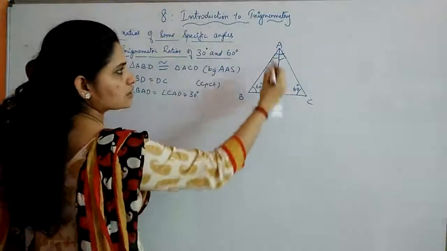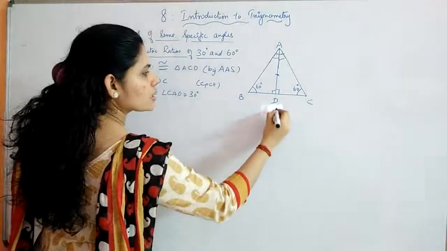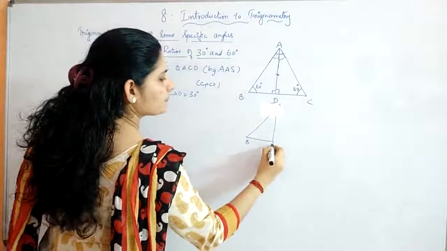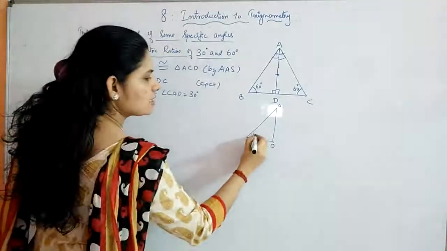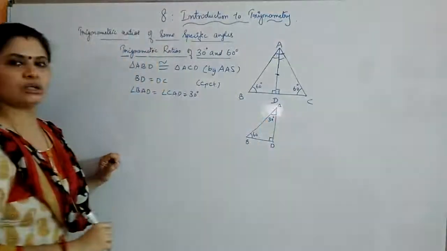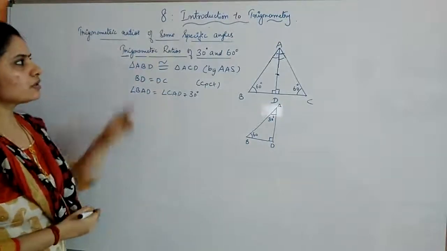That means either this or that. Both will give you the same result. So, I am taking ABD. Now, this is 60, this is 90 and this is 30 degree. Now, our purpose is to find out the trigonometric ratios.